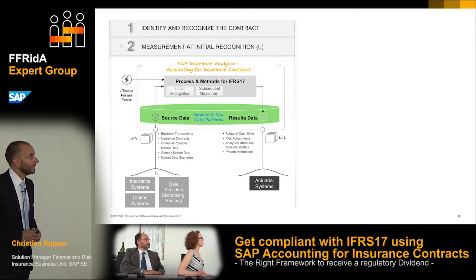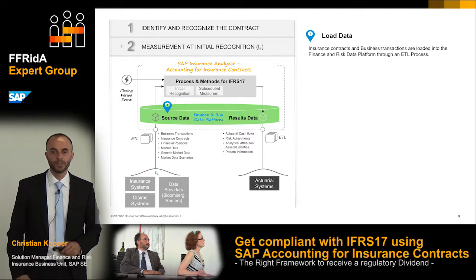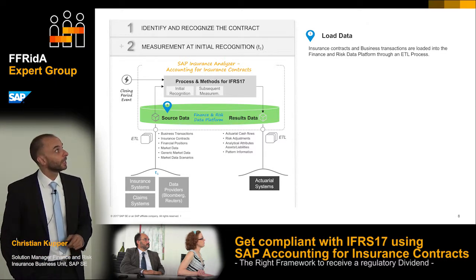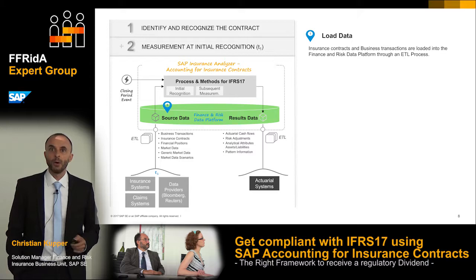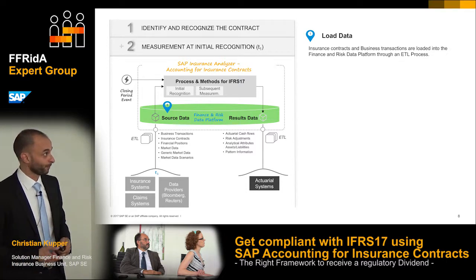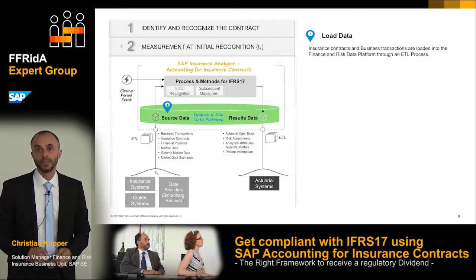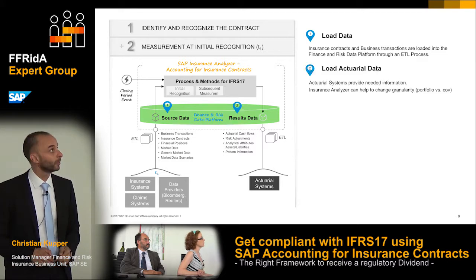Getting a bit more precise, what happens in the process around IFRS 17? The first step is to load data. So basically, the insurance contracts are loaded to the green layer. In addition, you get business transactions like a claims payment, a premium payment through an ETL process to the green layer for processing.